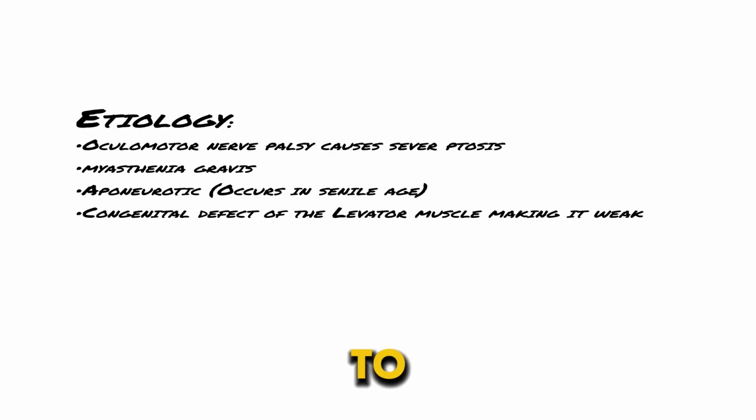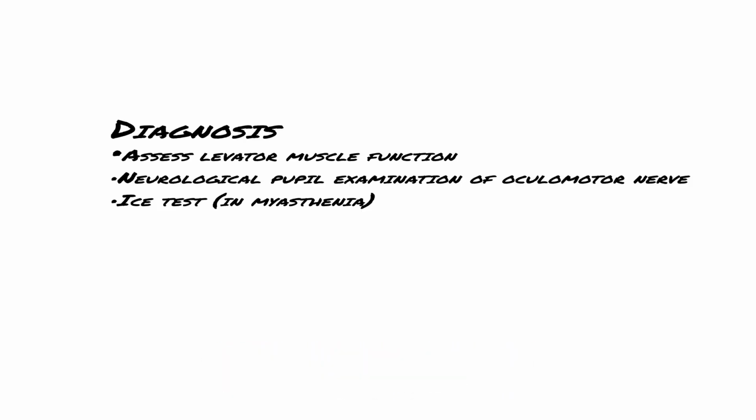Ptosis. Drooping of the upper eyelid, which may be bilateral or unilateral, and can obstruct the vision. It is due to oculomotor nerve palsy, which causes severe ptosis, myasthenia gravis, or aponeurotic ptosis, which occurs in senile age, and it may also just be a congenital defect of the levator muscle.